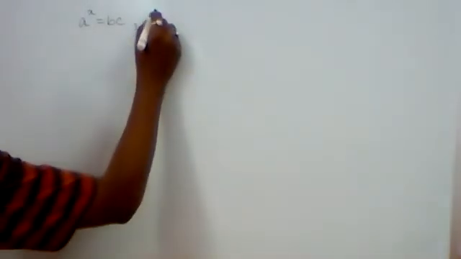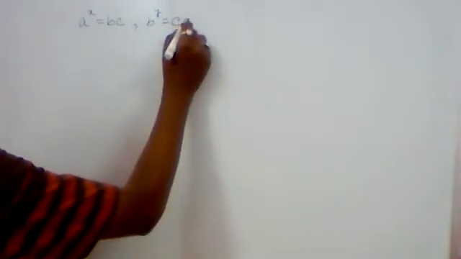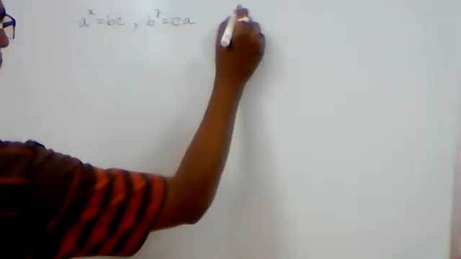In the next question, it is given that a to the power x, a problem from laws of index, equals bc. Also, b to the power y equals ca, and c to the power z equals ab. So these three identities are given to us.